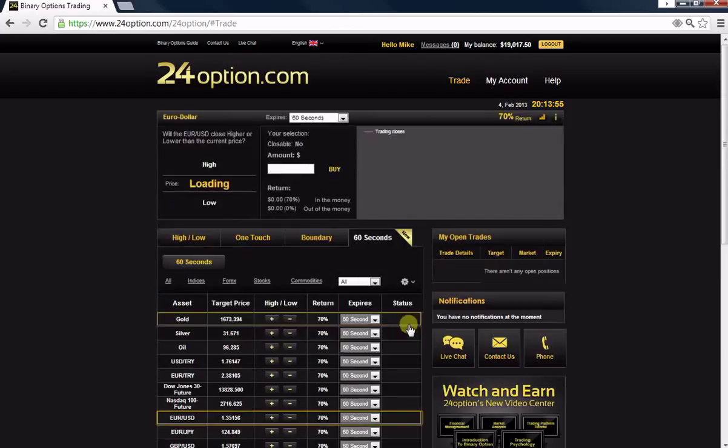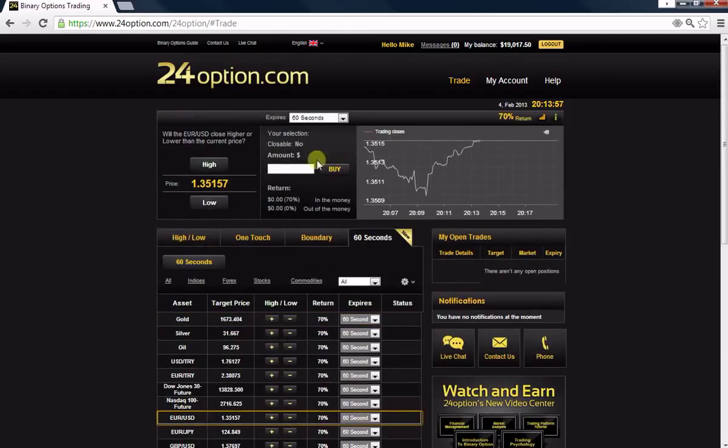So we're going to go here to the Euro US dollar. We're going to click it and take a look at what's been going on for the last few minutes. It's gone down, it's gone up here. So we're going to go with low, so puts. Now the minimum investment for 24options is $25, which is higher than other options platforms. So when you do this technique with 24options, you usually need to start out with a larger initial deposit in order for this technique to work.